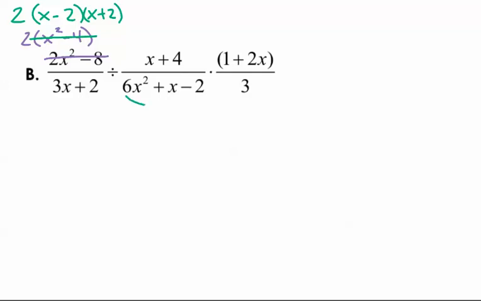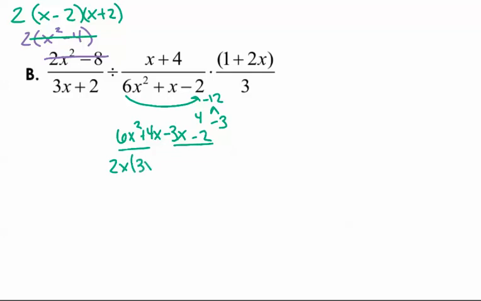So I'll move here to the 6x squared plus x minus 2. Now I'm going to try to find those numbers that multiply to be negative 12 and add up to be 1. So we're looking at 4 and negative 3. So 6x squared plus 4x minus 3x, minus 2. I said 3, I wrote 6. You know how it is. So take out a 2x, we're left with 3x plus 2. And take out a 1, we're left with 3x plus 2. So 2x minus 1 and 3x plus 2.